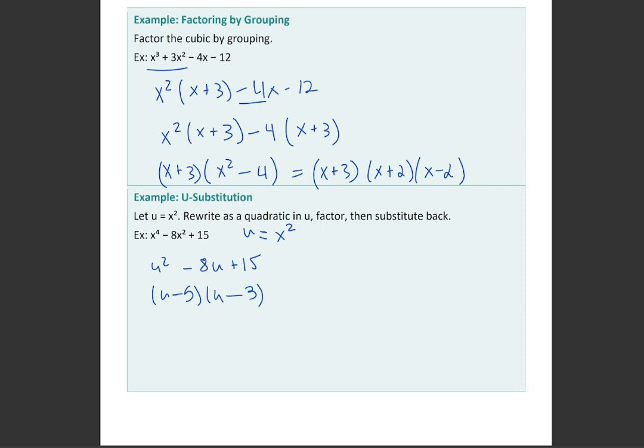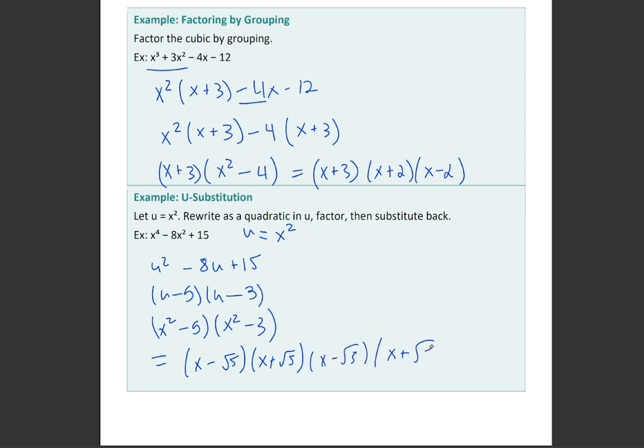Only the question didn't actually ask for the answer with u's in it. It, of course, wants something with x's in it. So we can stick our x squared back in. We know u equals x squared, and so when we plug that back in, it looks like this. And now we can really apply our difference of squares rule one more time, and we get x minus root 5, x plus root 5, x minus root 3, x plus root 3.